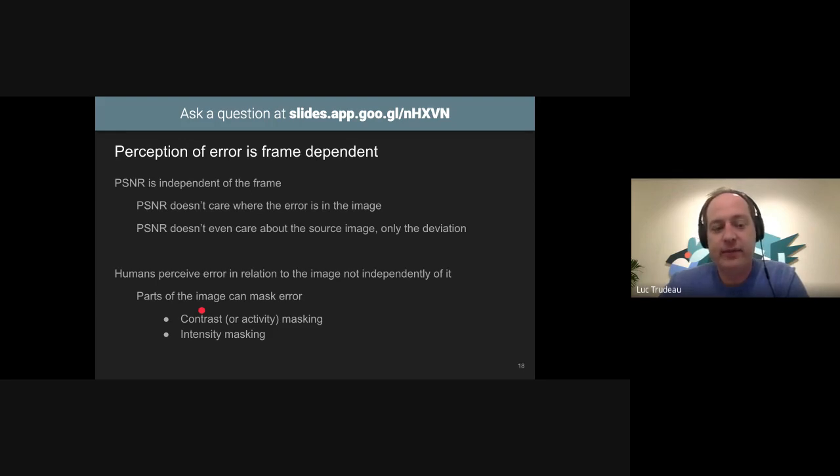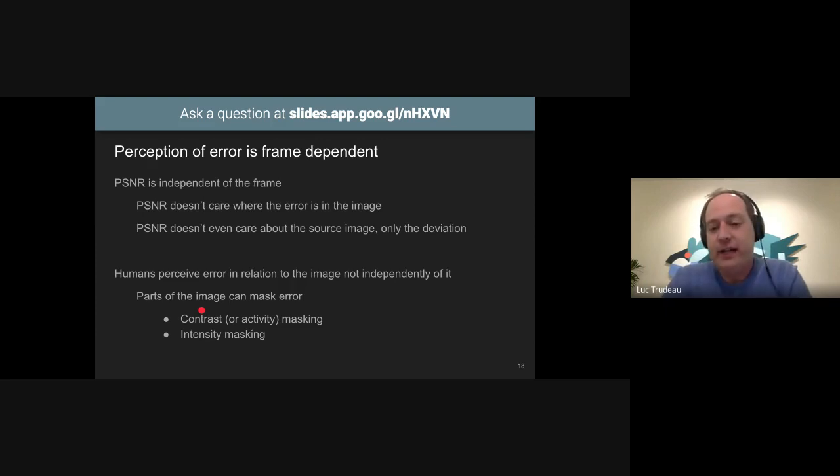So I've talked about this before. PSNR doesn't really care about where the error is in the image. It could be anywhere and it would still give the same thing. It only cares about the difference between two images. Now, humans, we actually care a lot about the source image. If we see the same error in different images, we're going to think it's different.